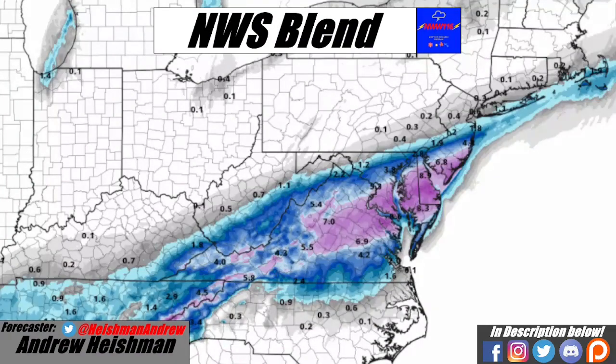Now, like I said, it just takes a whole bunch of models and blends them together. So this model in particular is showing a decent amount of snowfall, potentially up to 8-9 inches across the central parts of Virginia. Across the northern parts of Virginia, maybe 3 to 5 inches, with locally higher amounts possible.